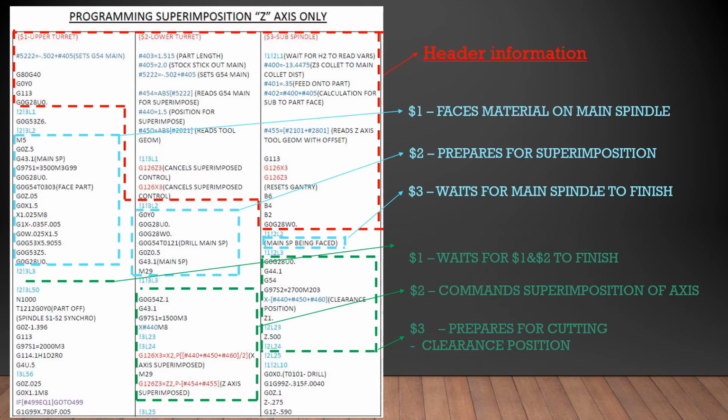Next we also have G126 Z3 equals Z2 with a P, and it says here minus #454 plus #455. Again, those values we can find in our custom macros.